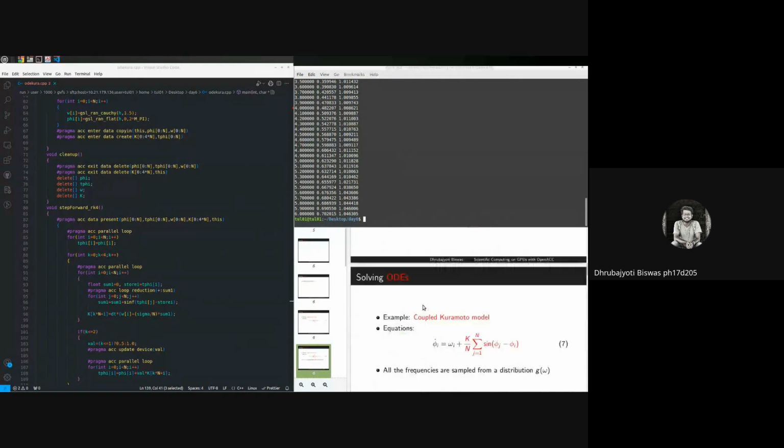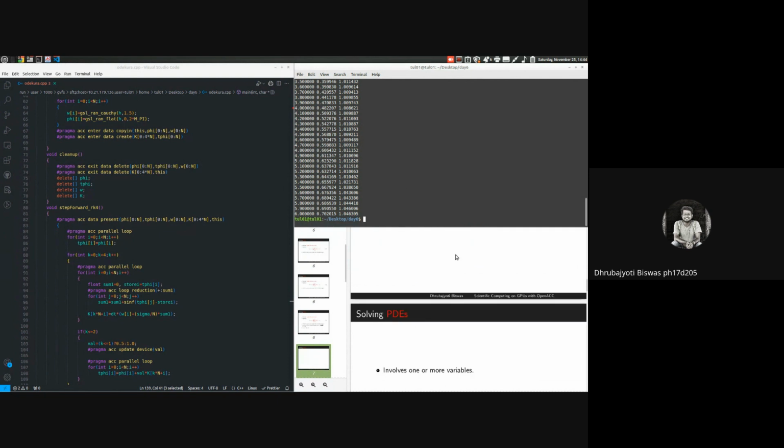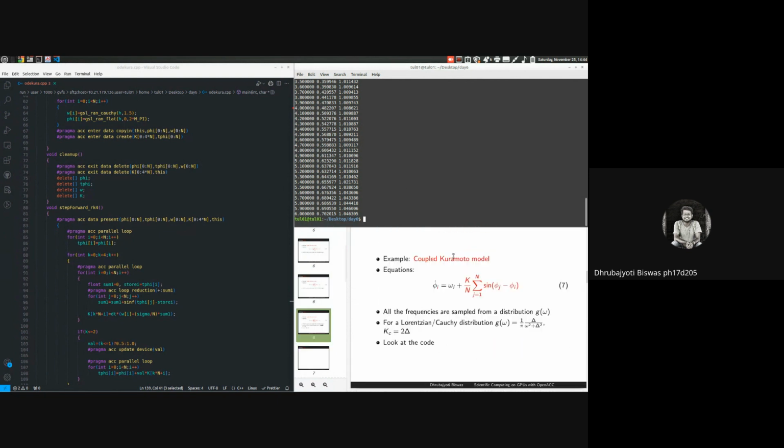Anybody has any questions? This is a very important example, and actually I use this code for my own research work. So this is code which I have developed. Anybody has any questions regarding the ODE solving part?